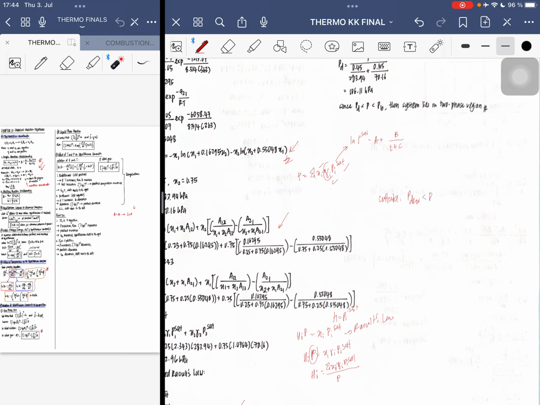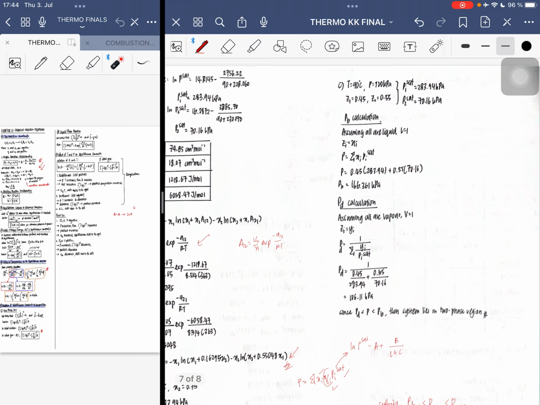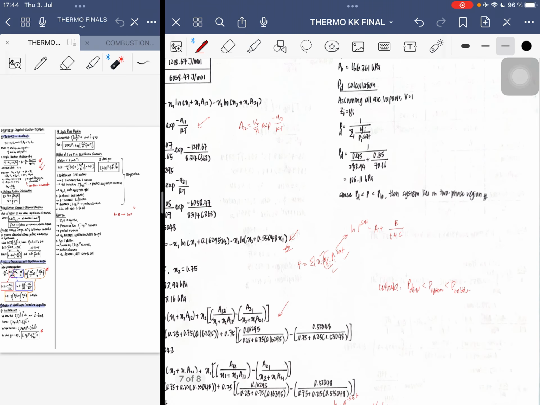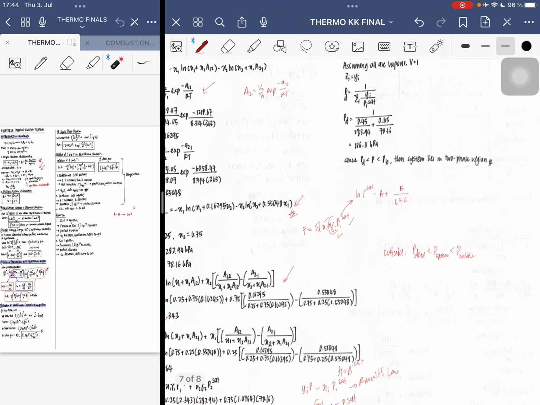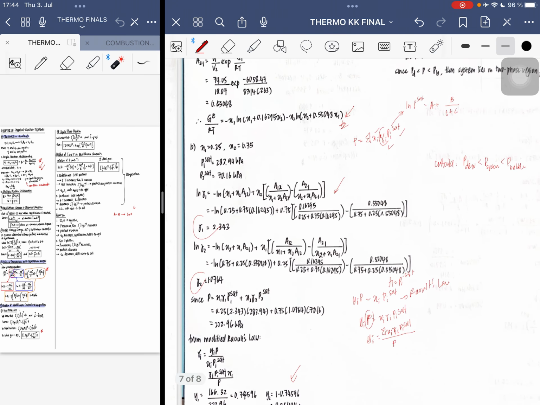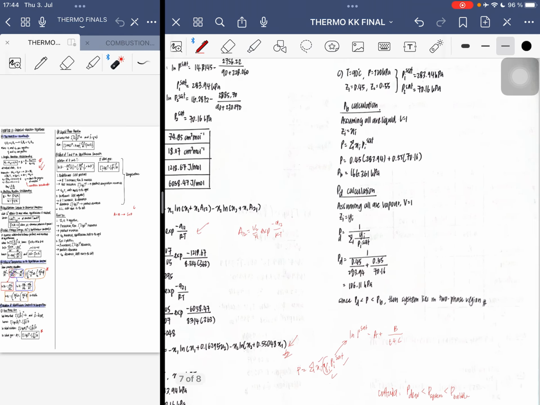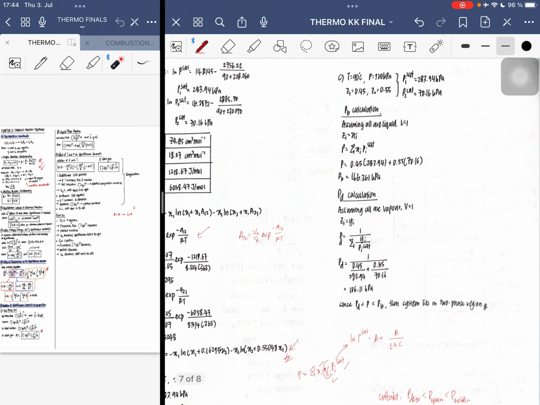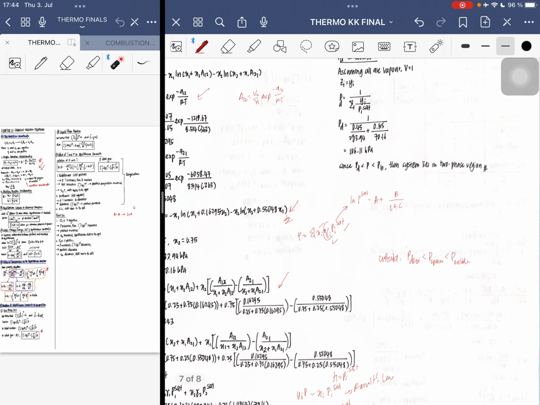So you have your system's pressure, which is, what is it? Which is 120 kPa. Sorry, my bad. Which is 120 kPa. So what is left is to find the dew pressure and bubble pressure.